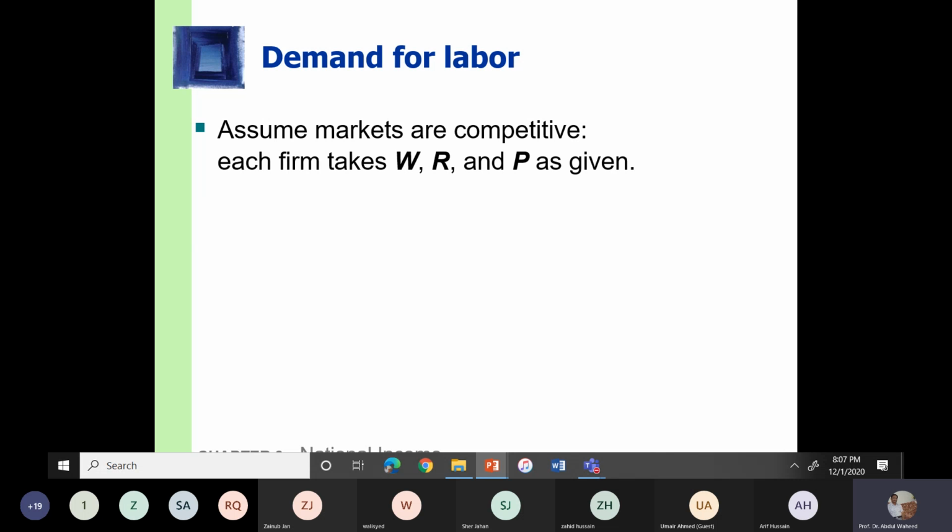Demand for labor: we are assuming that the markets are competitive and each firm takes nominal wage, rental rate, and prices as given. You have studied perfect competition in your microeconomics course. Under perfect competition, each firm is a price taker, so they take prices as given. Because wage is the price of labor, rental rate is the price of capital, and P is the price of output, they take these prices as given.